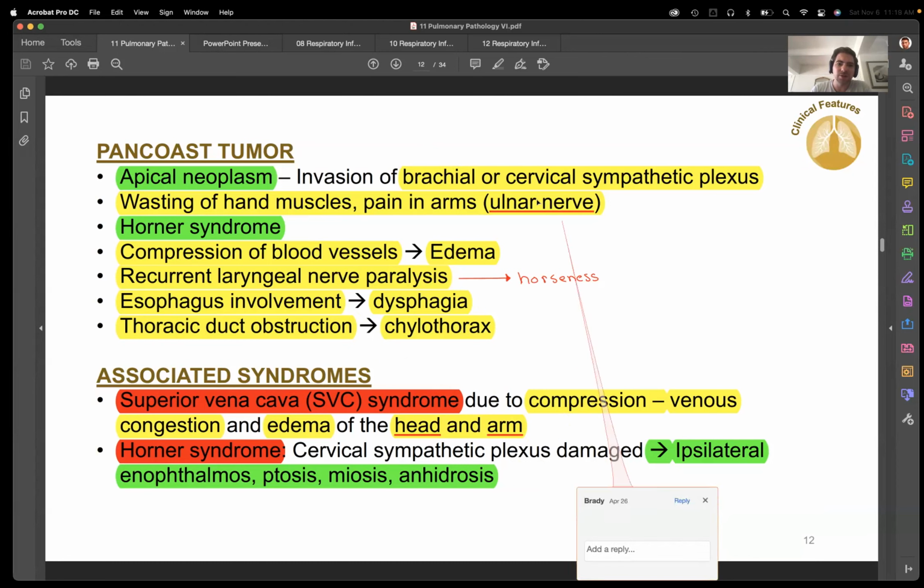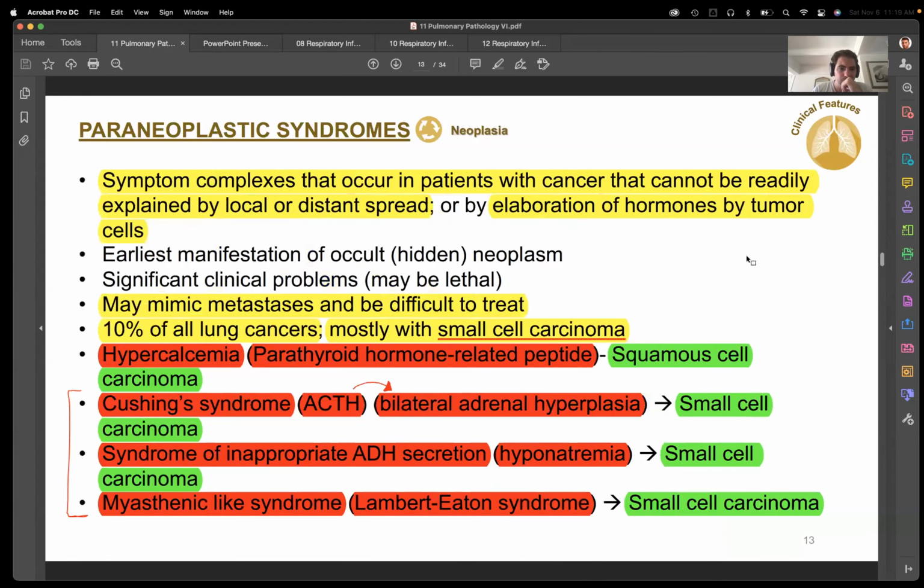Oh, here you go. This is the ulnar nerve compression as well. So then you can get numbness as well on the distal digits. Right, and here we go. I would definitely star this slide. I mean, questions for days on this stuff. So keep in mind, if you keep squamous as PTH, small cell as everything else, right?